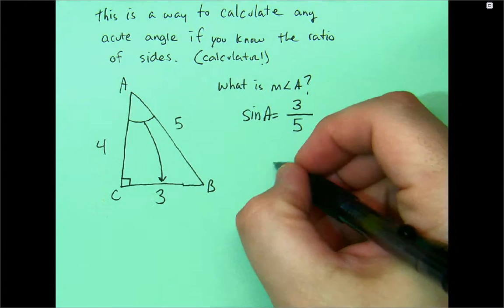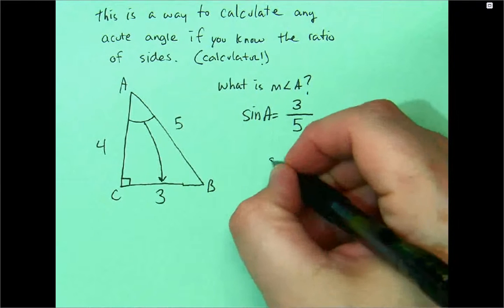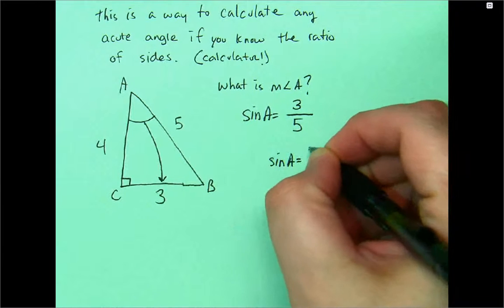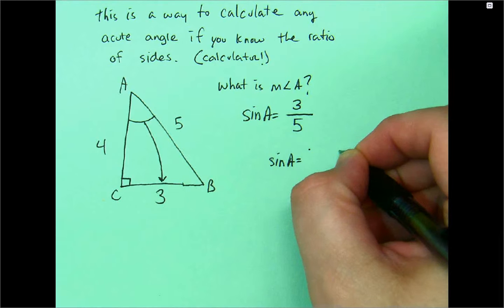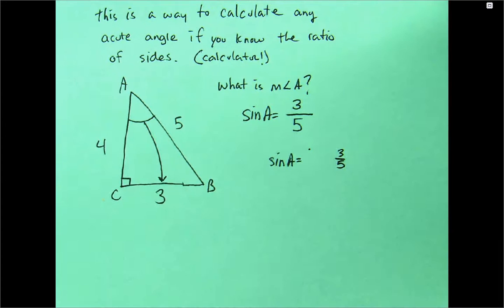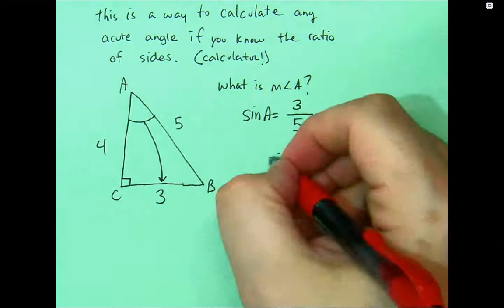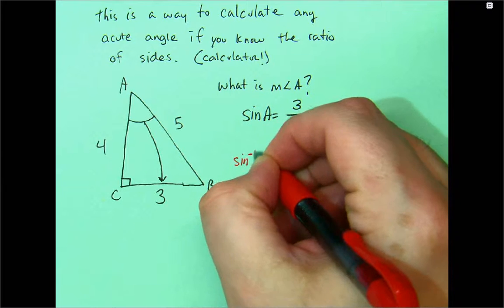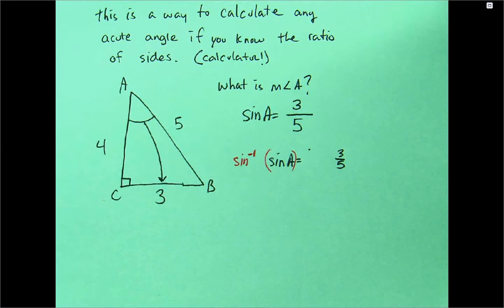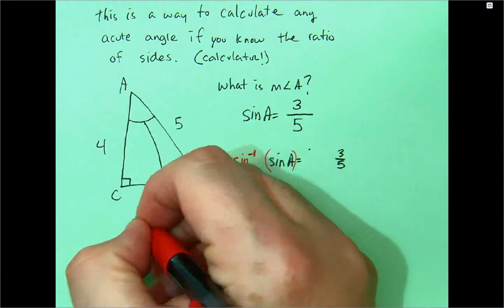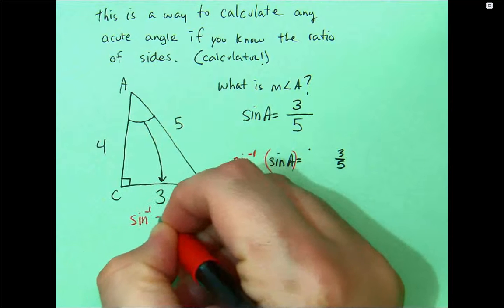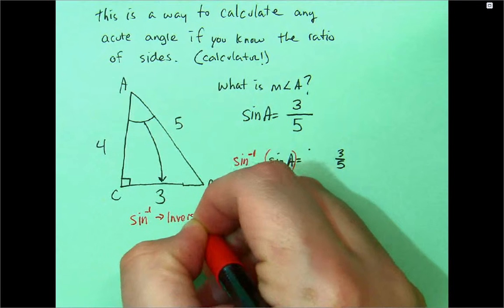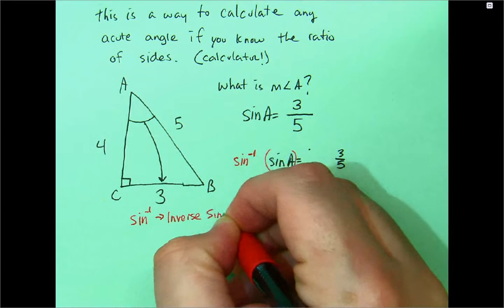So here's what's really going to happen. I'll take the sine of A. This is just rewriting. Leave a little bit of space there. I'm going to use this function right here. It looks like sine to the negative 1 power, but it's not really sine to the negative 1 power. This is referred to as the inverse sine function.